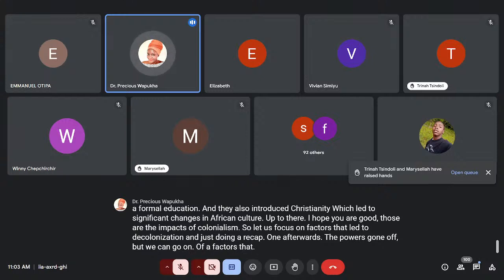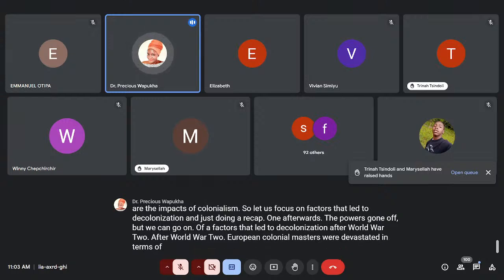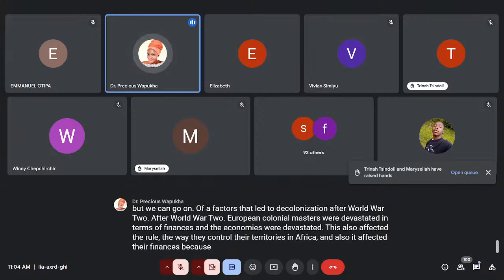Factors that led to decolonization. After World War II, European colonial masters were devastated in terms of finances, and their economies were devastated. This also affected their rule, the way they controlled their territories in Africa, and also it affected their finances because they required that finances to also control their territories in Africa.